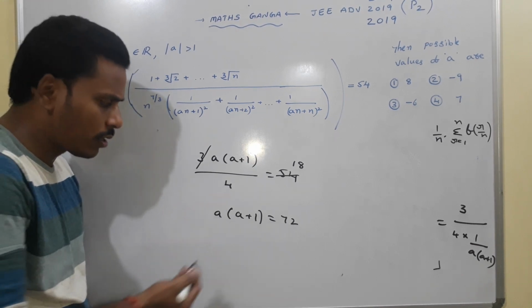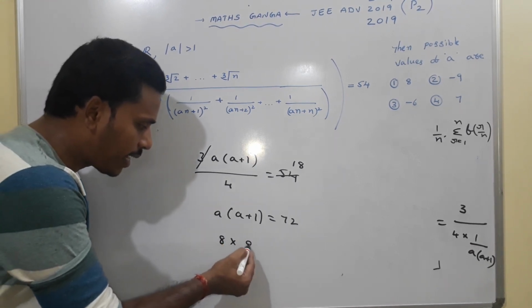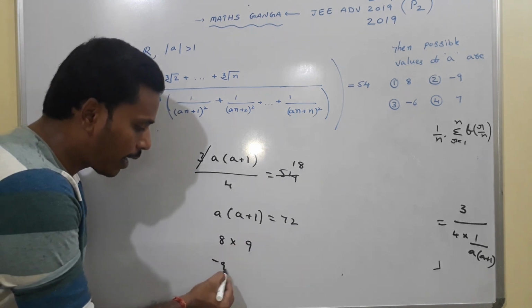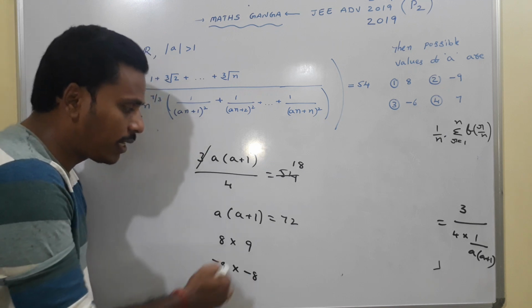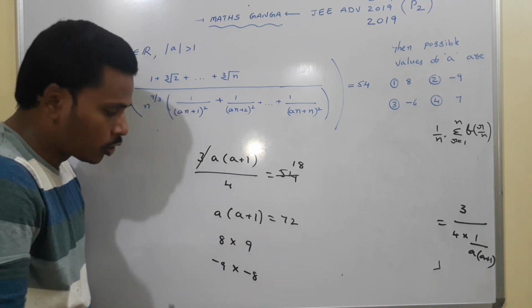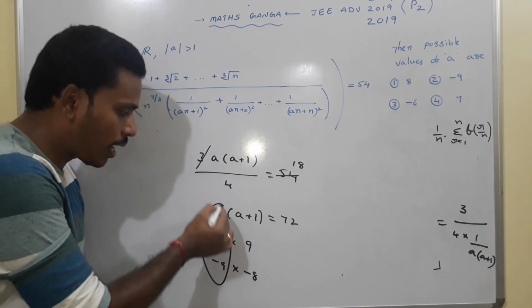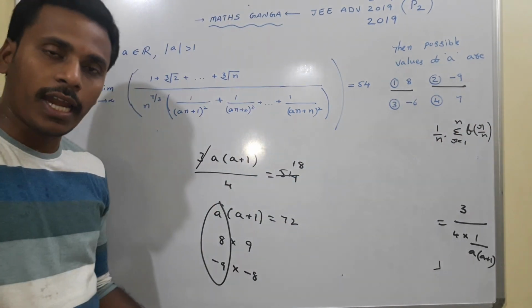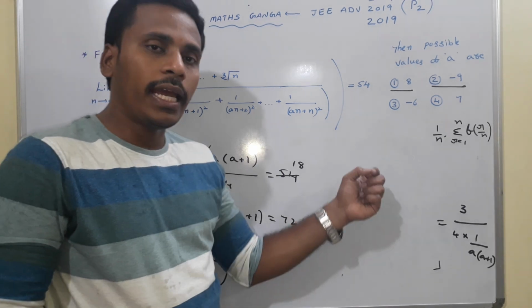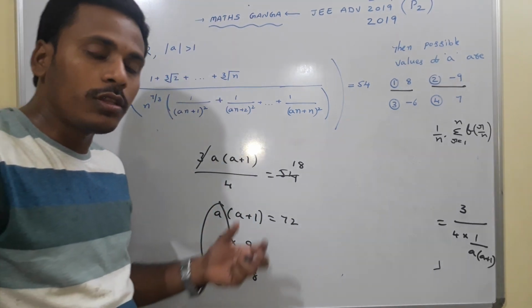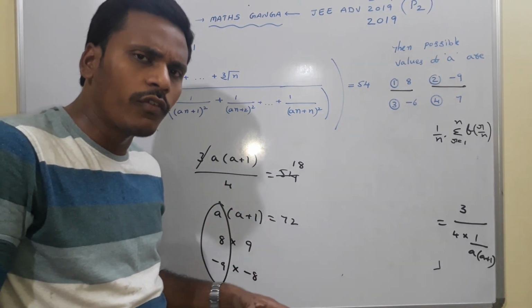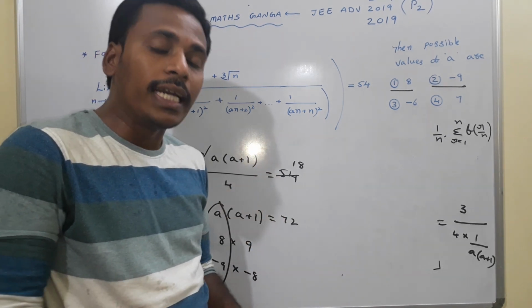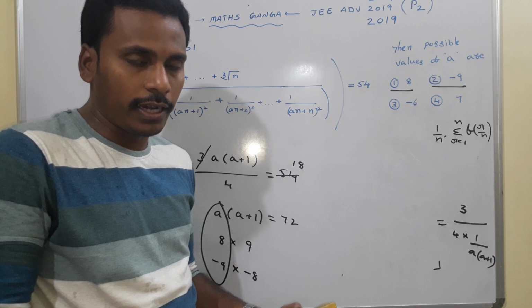Now check with the options. Clearly 8 × 9 is 72, that is 8 and 8 plus 1. And similarly, if it is minus 9 and minus 8, then also it is 72. So from the options, the values of a are either 8 or minus 9. So finally the possible values of a are 8 and minus 9. Right? So this problem doesn't involve any special logic. This problem is directly an application of integral as a limit of a summation. Right? Thank you.